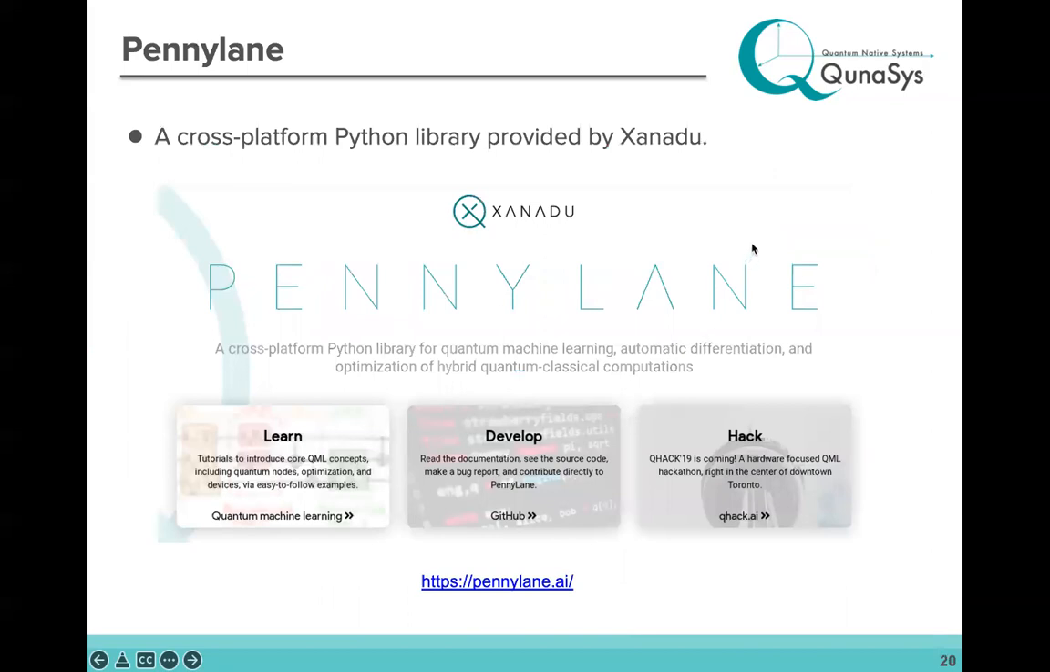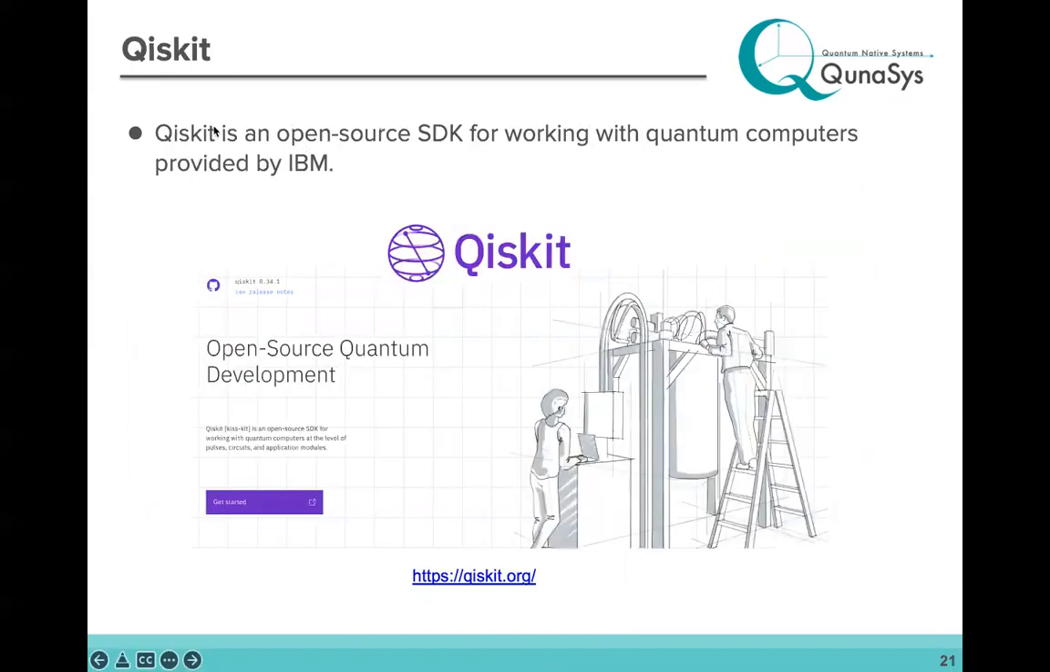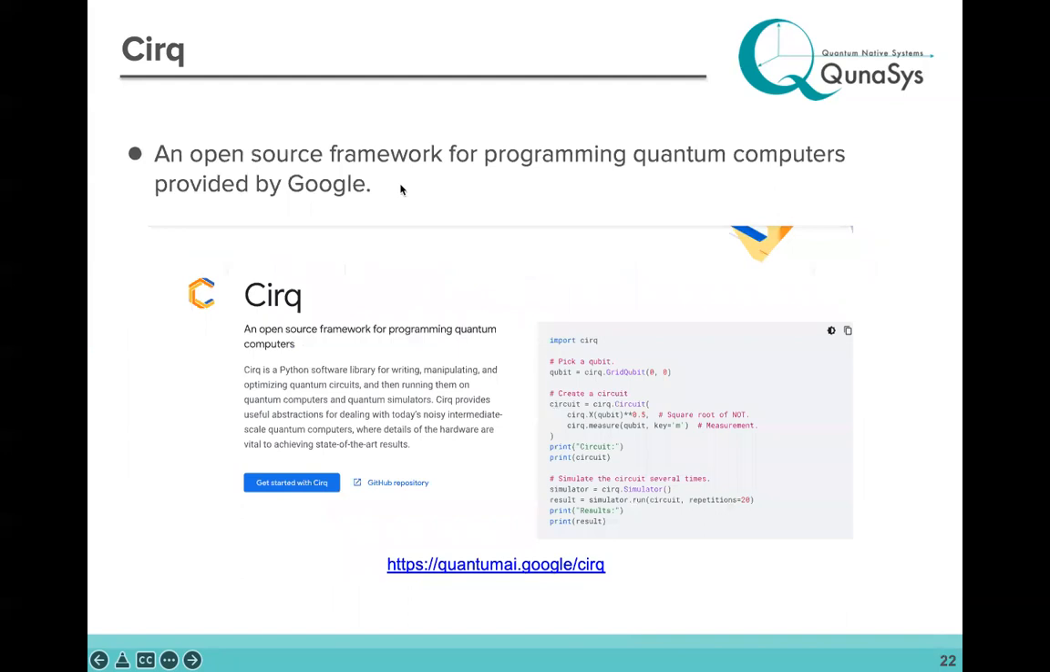Of course, you can use other products. For example, PennyLane is a cross-platform Python library provided by Xanadu. The other is Qiskit. This is an open source SDK for working with quantum computers provided by IBM. Cirq is an open source framework for programming quantum computers provided by Google. Of course, you can use any of them.